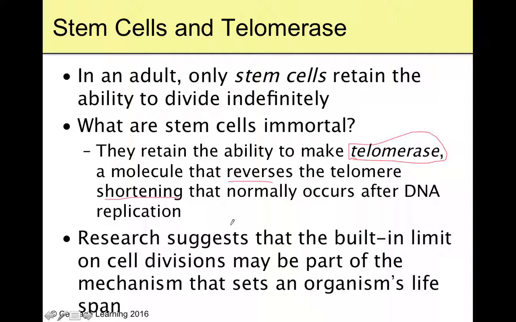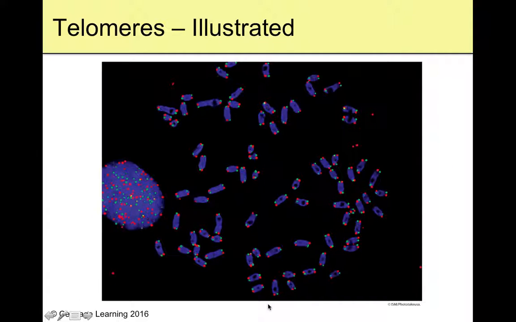And so research is kind of suggesting that this built-in limit on our cell division could be part of the mechanism that sets our lifespan. And of course, the question would be, could we add telomerase to other cells and cause them not to get old and die? Maybe we could. Would that be good or bad, or would we just be passing on additional mistakes in the DNA? I don't know. That's kind of a tough thing to answer, but there's an enzyme that basically undoes cellular aging from the DNA perspective.